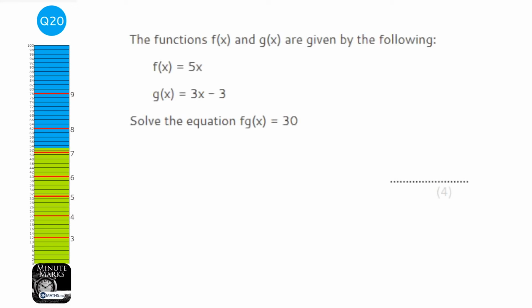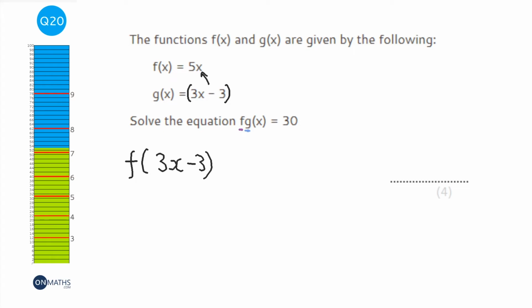So this question involves composite functions, FG, and the way this works is that the letter closest to the bracket always goes first. It's like a line of people or functions lining up, and then F will go after G's gone. So G is this bit here, 3x minus 3, and then we're going to feed that into function F, which is just times it by 5. So we're going to start off doing function G, and when we've done function G, we're going to do function F, which just multiplies it by 5.